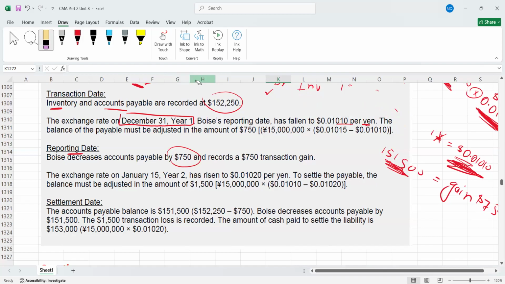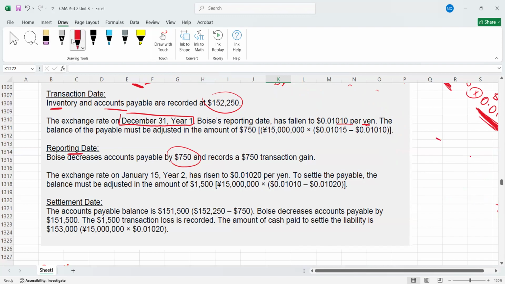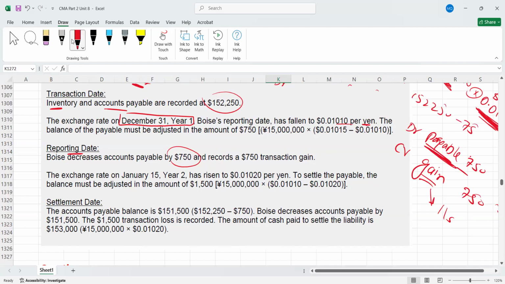You will debit the liability now because the liability value has reduced. We will debit payable, which is your liability, by 750, and we will credit the gain of 750. This gain you will record in the income statement. Understood? The liability will reduce by 750 because previously your liability was 152,250. Now deduct 750, so the remaining liability is 151,500, if you record this entry.